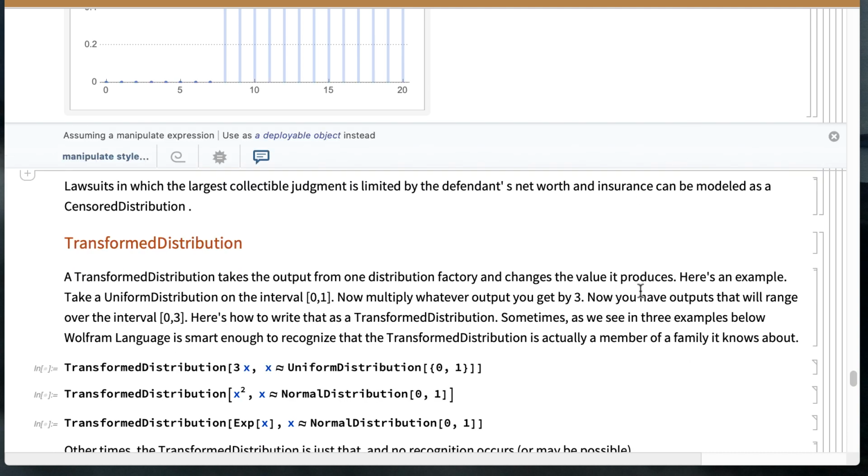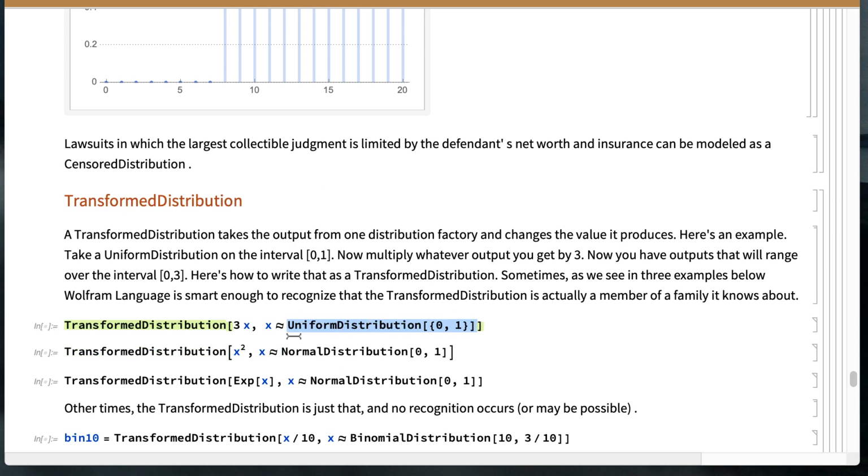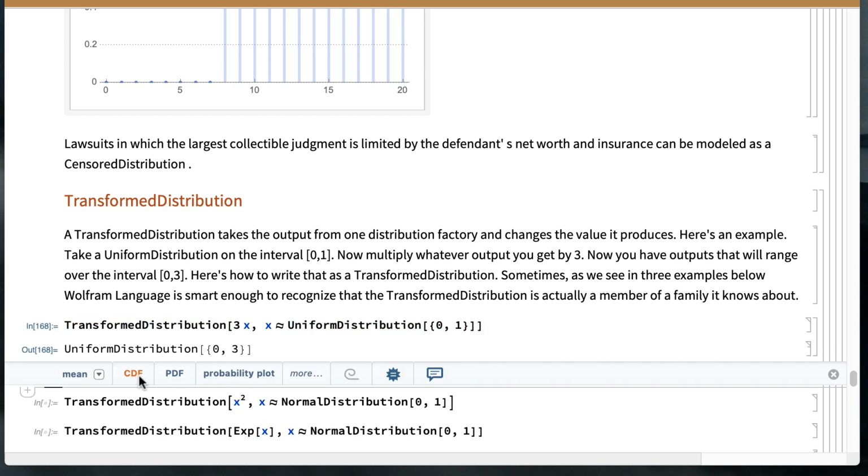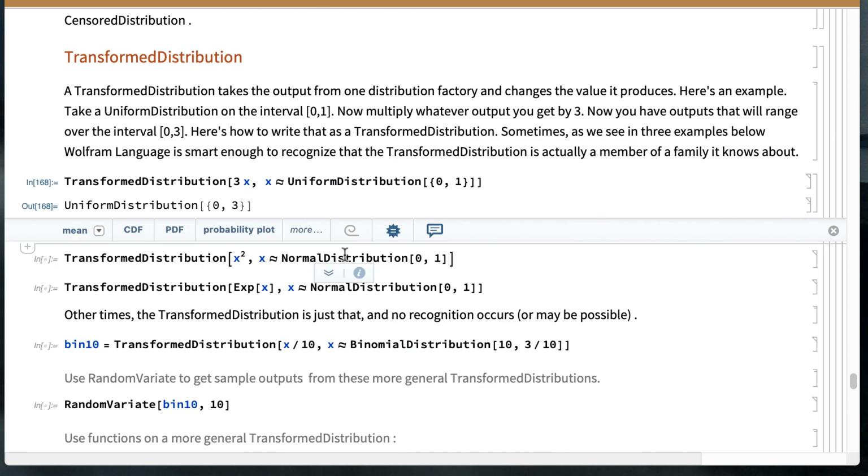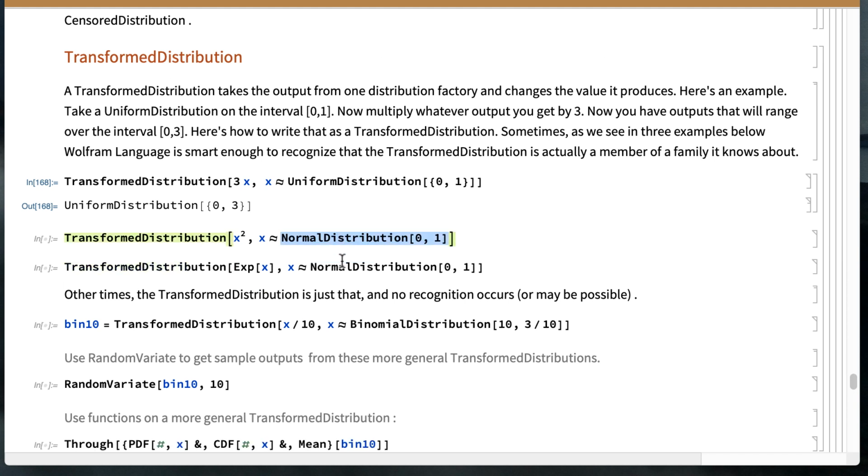Time for a refresher on transform distributions. Remember, a transform distribution, you take the output from the factory and you run it through another deterministic function, and that changes the value that it produces. So if we take a uniform distribution on the interval 0 to 1, and we now transform it by multiplying that output by 3, we're going to get a different distribution, and it's the uniform distribution on the interval 0 to 3. Or here, if I take the output from a normal distribution and I square it, anyone remember what I get?